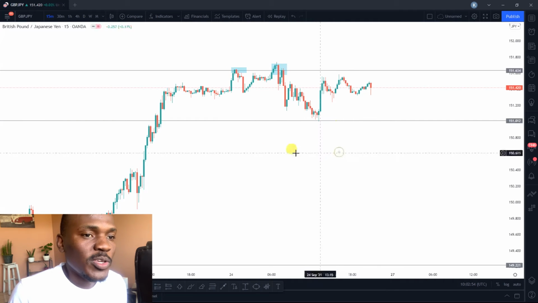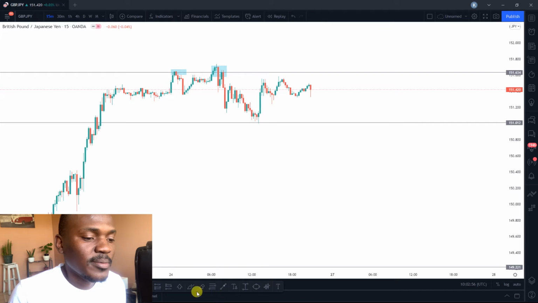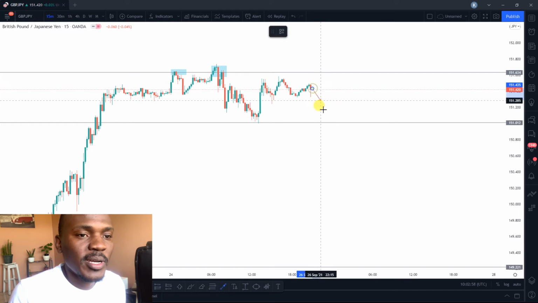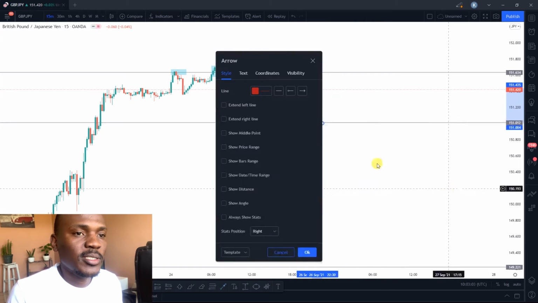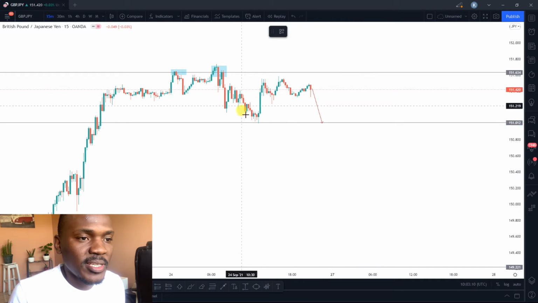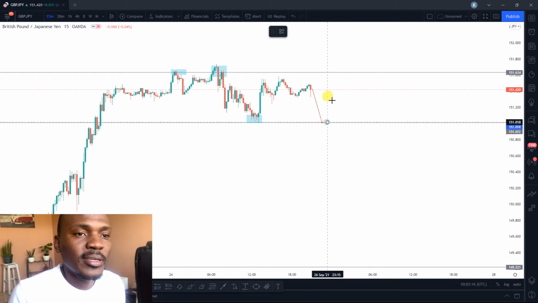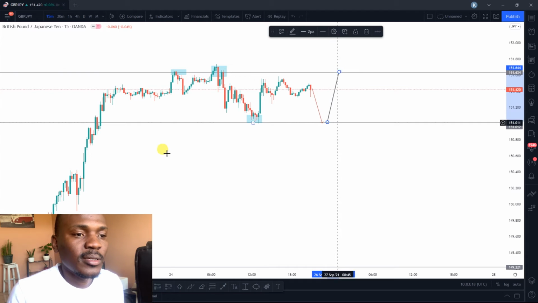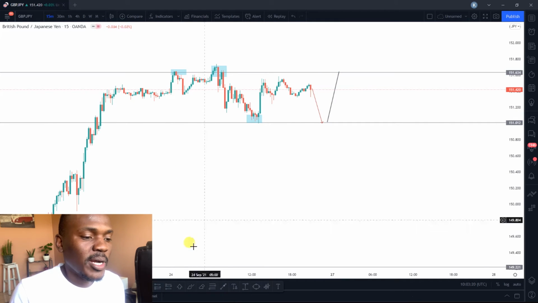So what we would do here is wait for the market to get here into our support, and then when it gets here and gives us some price action like this here, that's where we can actually take our buy. That's where we can actually take our buy.